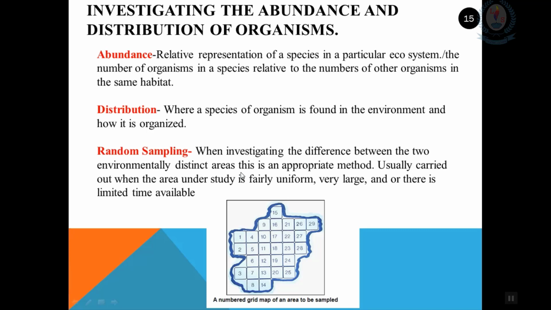We can collect data using a number of ecological techniques. The first type that we are going to consider is random sampling. Random sampling is usually carried out when the area under study is fairly uniform, very large, or there is limited time available. When using random sampling techniques, large numbers of samples are taken from different positions within the habitat. A quadrat frame is most often used for this type of sampling.